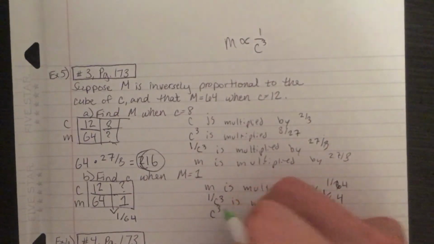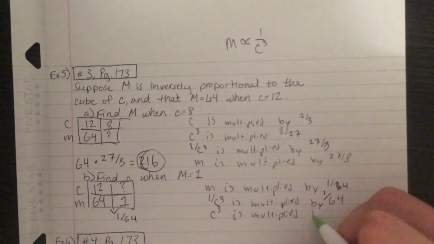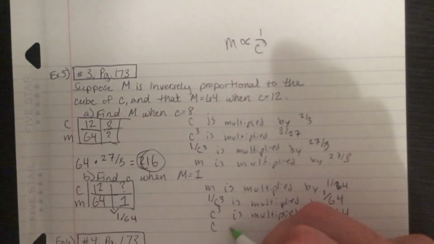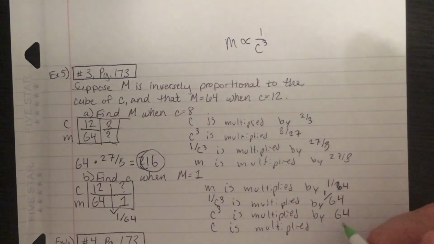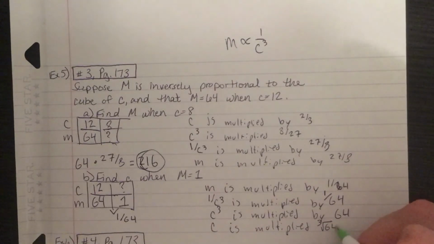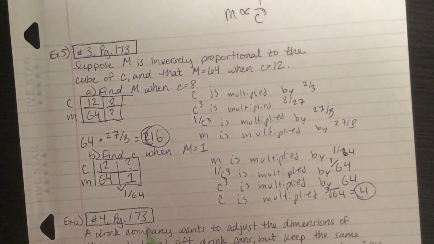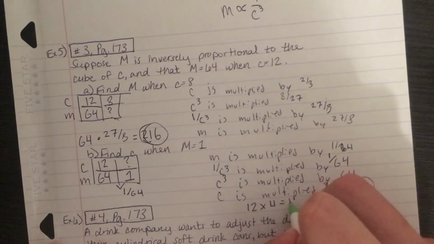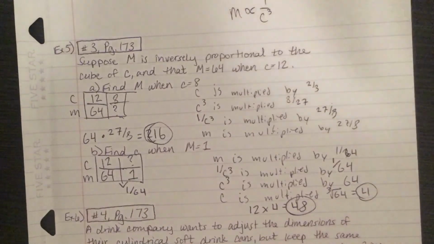So then that means that c cubed is multiplied by 64. So when m gets multiplied by 1 over 64, that means c is multiplied by the cube root of 64, which is 4. So then to figure out c, we're just going to say, okay, well, 12 times 4 is 48. And we're good to go.